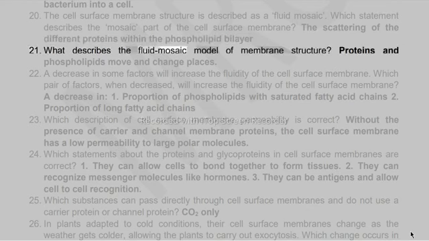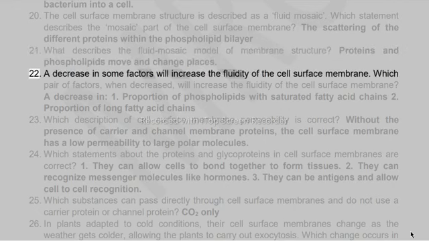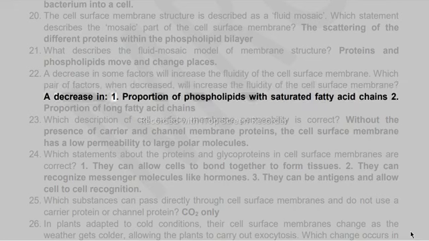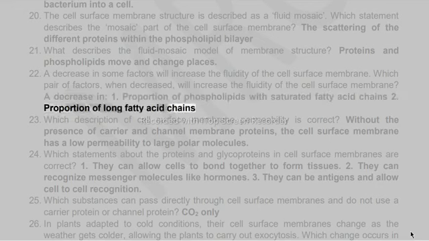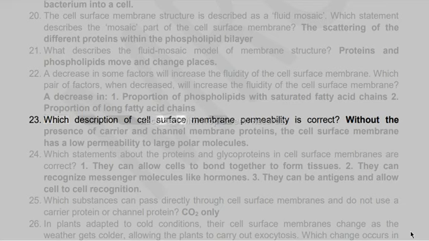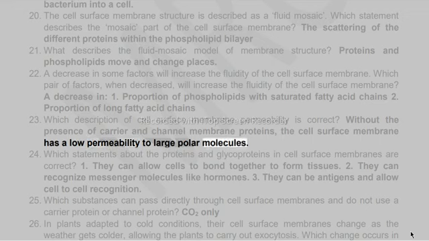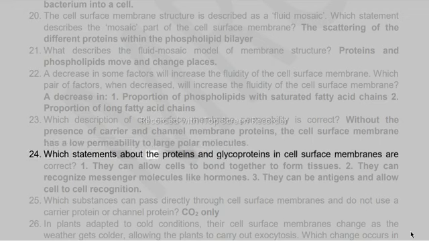21. What describes the fluid mosaic model of membrane structure? Proteins and phospholipids move and change places. 22. A decrease in some factors will increase the fluidity of the cell surface membrane. Which pair of factors, when decreased, will increase the fluidity of the cell surface membrane? A decrease in 1. Proportion of phospholipids with saturated fatty acid chains. 2. Proportion of long fatty acid chains. 23. Which description of cell surface membrane permeability is correct? Without the presence of carrier and channel membrane proteins, the cell surface membrane has a low permeability to large polar molecules.